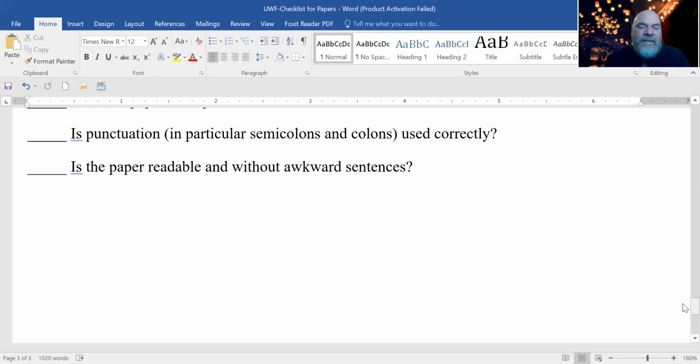And lastly, is the paper readable and without awkward sentences? If you read your paper out loud, then I can almost guarantee that you'll be able to fix almost any kind of problem that you have with awkward sentences, and your papers will be in good shape. So those are some tips that I have for you. Those are some tips that I created to help make you a stronger writer. Those are specifically a lot of things I'm looking for in your papers.